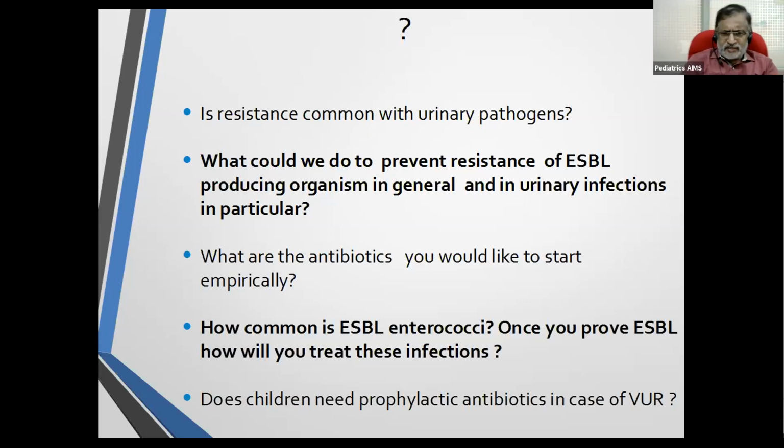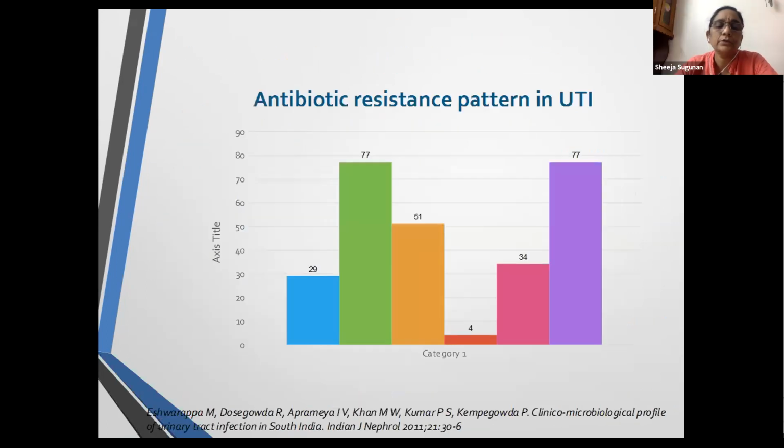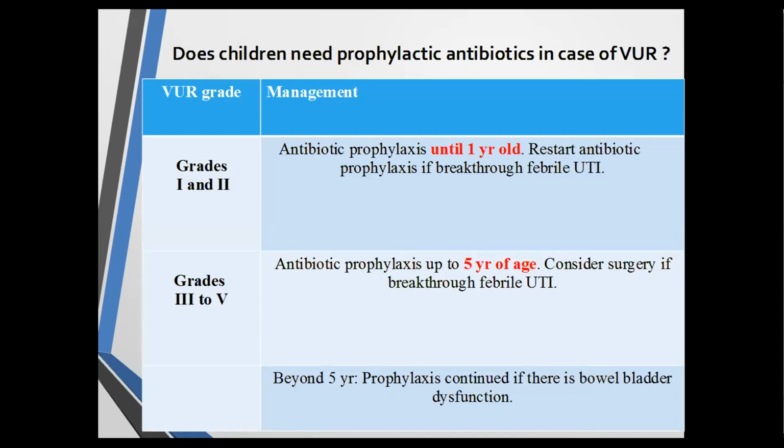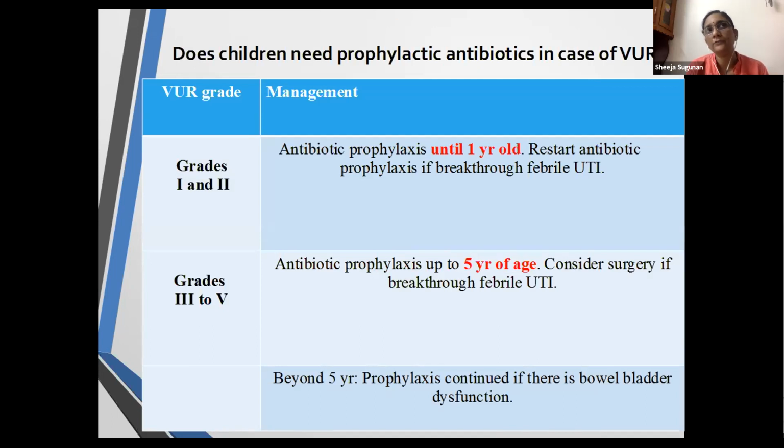Then the last question is, whether these children need prophylactic antibiotics, and how long you have to give these prophylactic antibiotics? Okay, the prophylactic antibiotic duration will depend upon the grade of VUR. If you have grade 1 or 2 VUR and your child is less than 1 year old, you need to give prophylaxis till 1 year of age. But otherwise, prophylactic antibiotics are recommended only for children with higher grades. That is grade 3 to 5 only, you need to give prophylaxis. And that is only up to 5 years of age. So prophylaxis for VUR depends upon the grade of VUR.